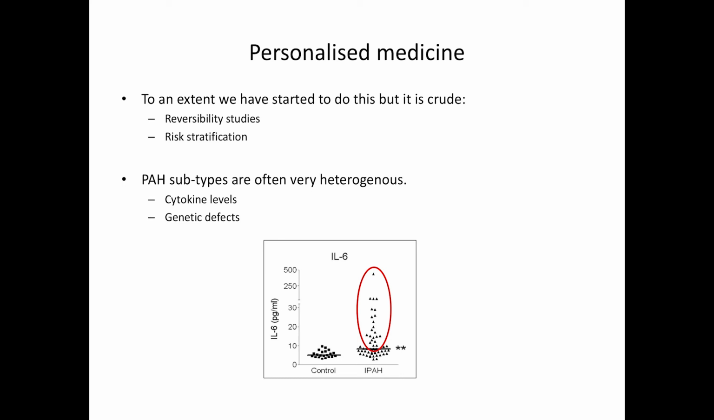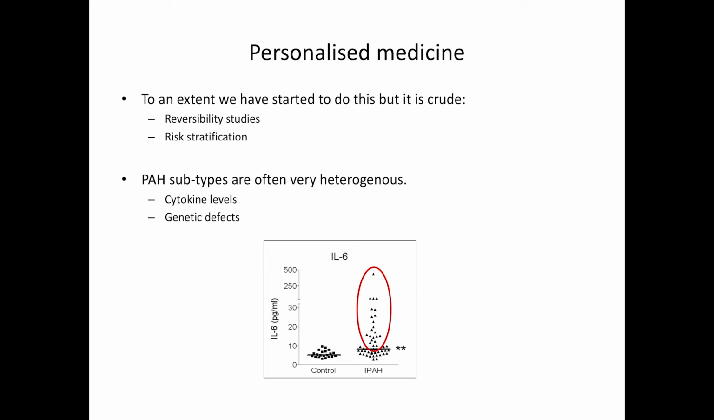So this is a graph of cytokine IL-6, which we know is important for making blood vessels thicker in the laboratory, in animal experiments. And we can see these are patients without PAH, and this is patients with IPAH. And we can see there's a big range. On average, IL-6 levels are higher than in the control population. However, it's really driven by this group here.